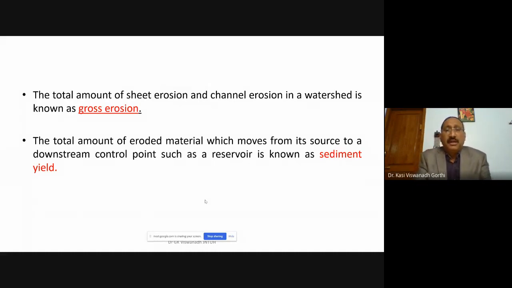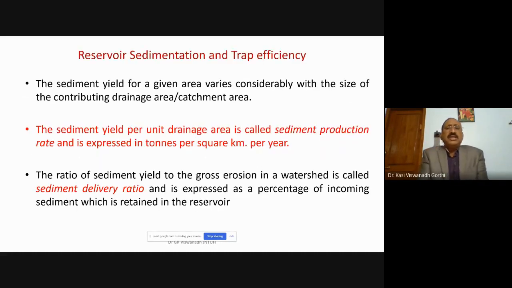The total amount of eroded material which moves from its source to a downstream control point, such as a reservoir, is called the sediment yield. We are concentrating on this point, sediment yield. What is the amount of the material which is eroded from its source and reaches a reservoir? That is the sediment yield. The sediment yield for a given area varies considerably with the size of the contributing drainage area or the catchment area. The more the catchment area, naturally, the more will be the sediment yield.